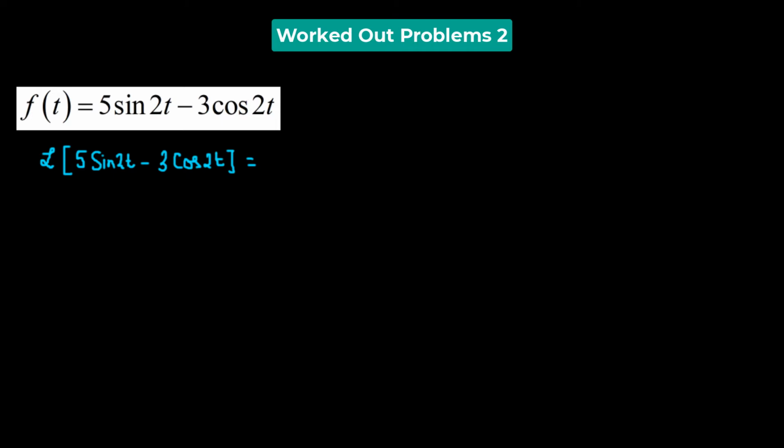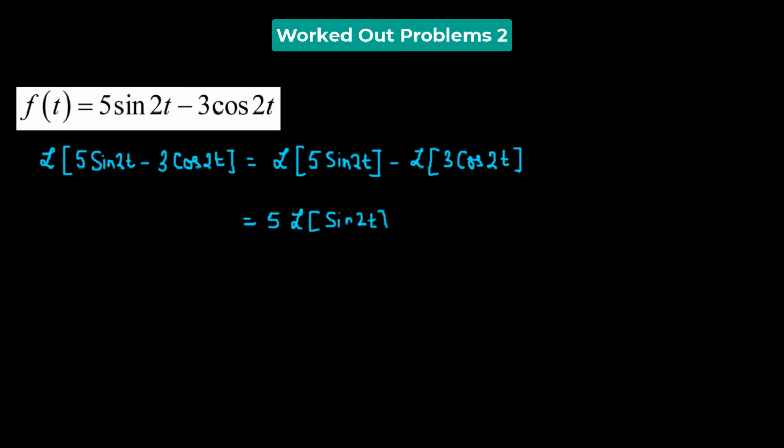That means we can apply the Laplace transform to each of the two terms separately. So we have the Laplace transform of 5 times sine 2t minus the Laplace transform of 3 times cosine 2t. Now 5 is a constant, we can pull it out of the operator. So we have 5 times the Laplace transform of sine 2t minus, similarly, 3 times the Laplace transform of cosine of 2t.